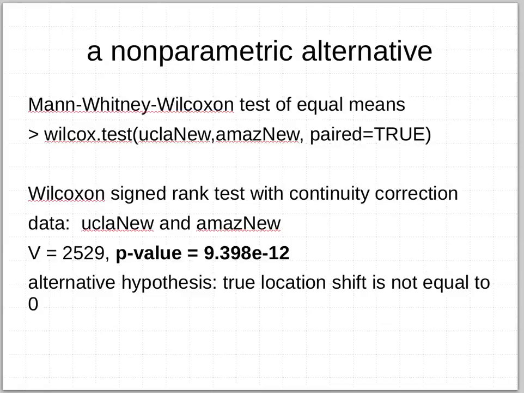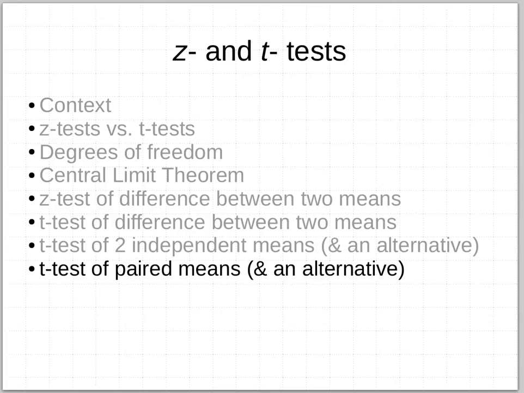Okay, so we can implement that pretty simply. We just say Wilcox test for those same two prices, UCLA new, Amazon new, and notice that we're saying that they're paired. That's a big difference. So the fact that they're paired says that they go together, and the Wilcoxon sign rank test says that, as we expect, because of what we've seen already, there are significant differences between those two, where the alternative is that there is not.